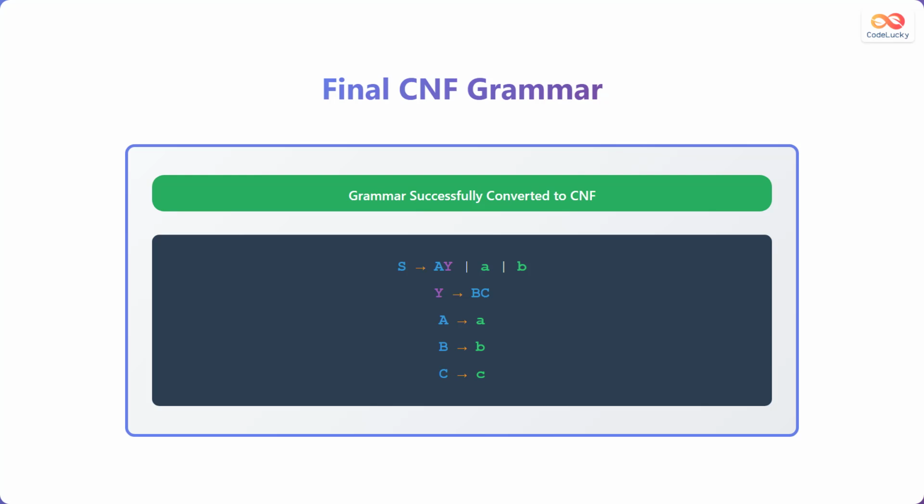After completing all the conversion steps, the grammar is now successfully converted to Chomsky Normal Form. Here is the final result. S derives AY, a, or b. Y derives BC. A derives a, B derives b, and C derives c. Each production rule now conforms to either A derives BC or A derives a, where A, B, and C are variables, and a is a terminal.